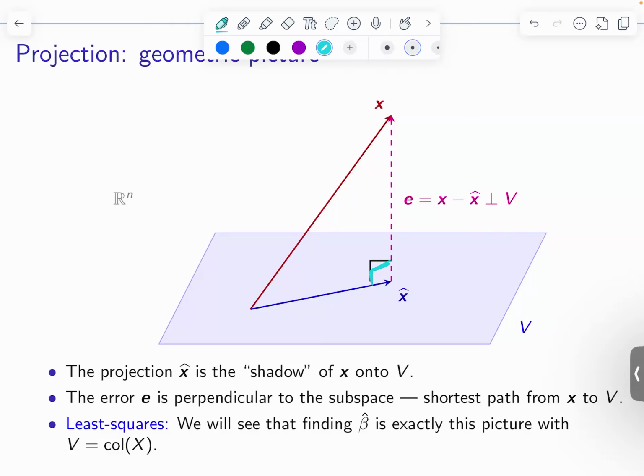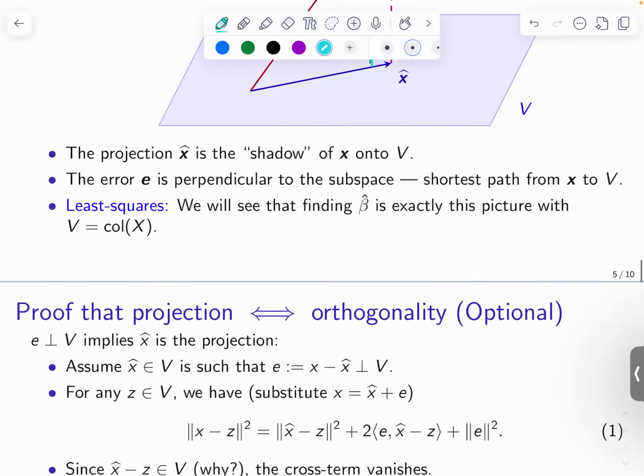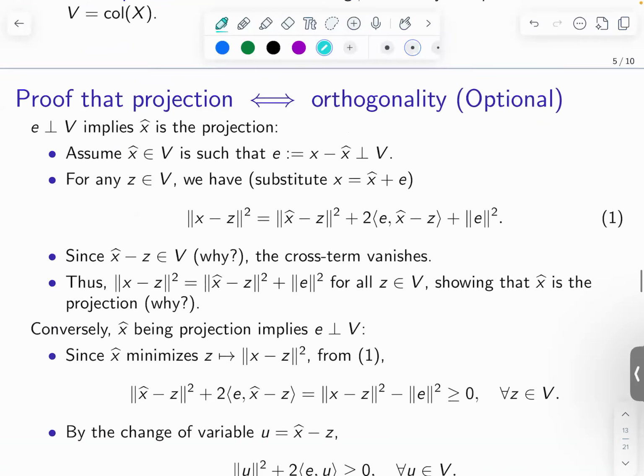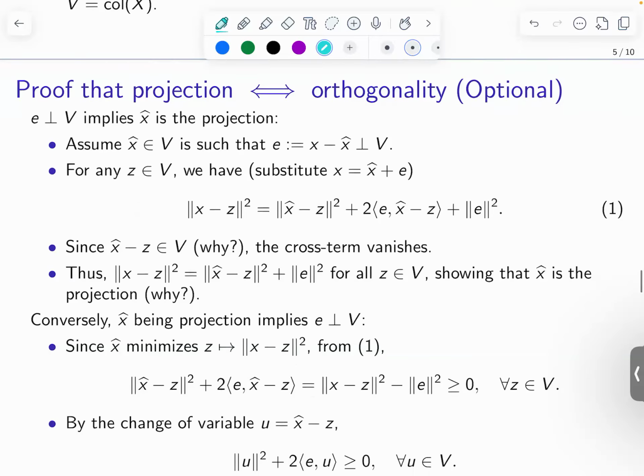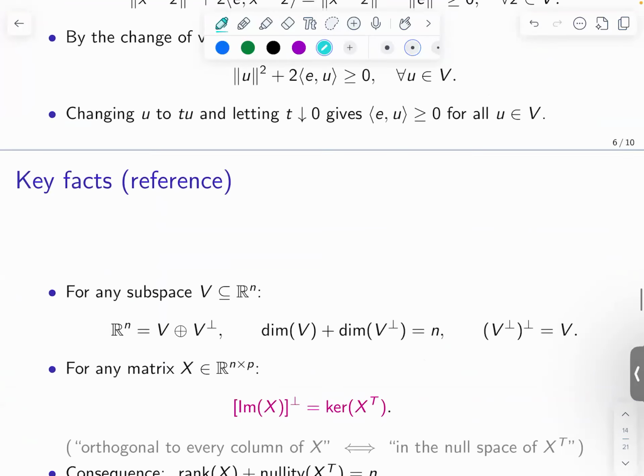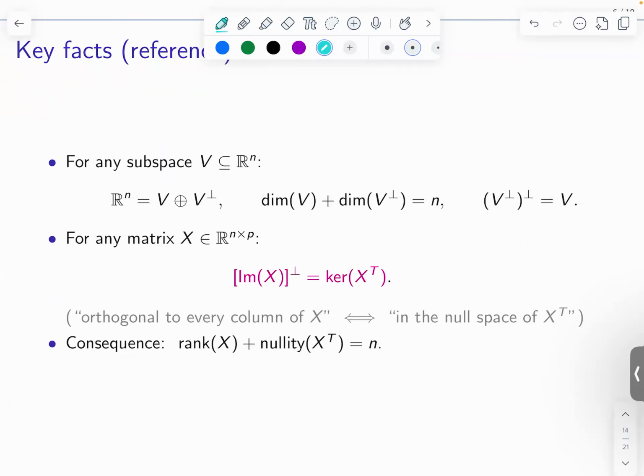This is a hint at what is to come. Finding the regression coefficients, or finding the least squares solution to the regression problem, is exactly doing this projection. You're projecting onto V, which is the column space of the design matrix. And we'll see that. This is a proof that projection is equivalent to the error being orthogonal. It's up to you if you want to read it. It's optional.